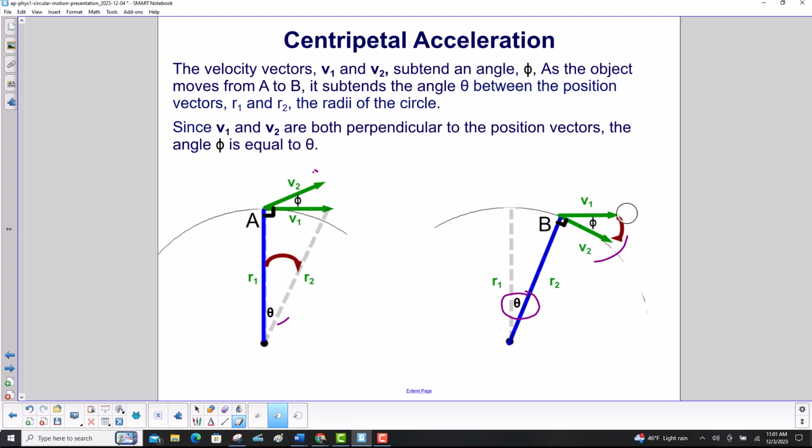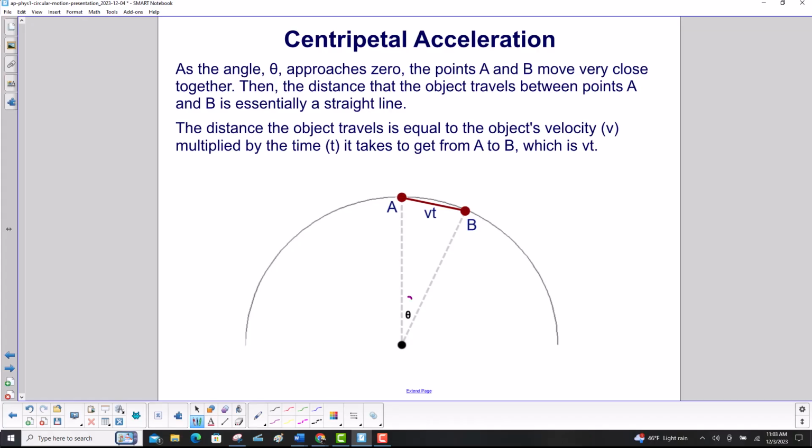And here we go. This v1 is perpendicular to r1, right over here. v2, okay, that's perpendicular to r2. There's a right angle there, and that's shown here. So we have phi equal to theta.